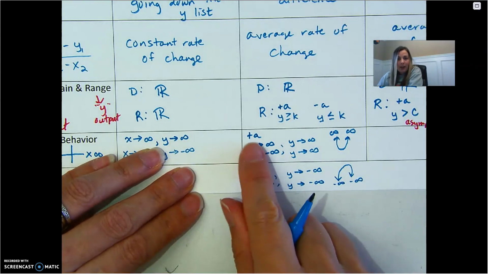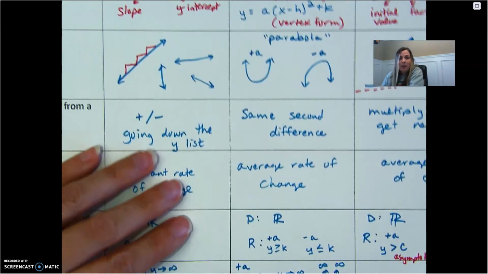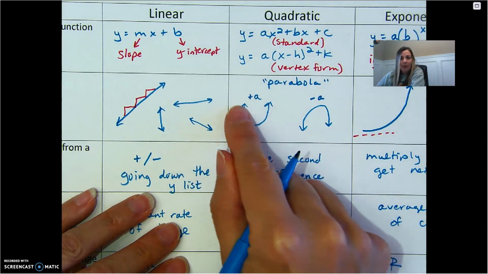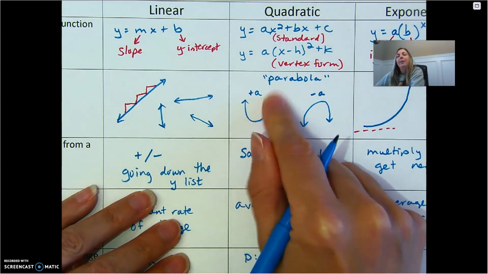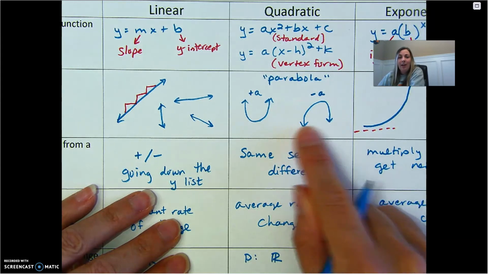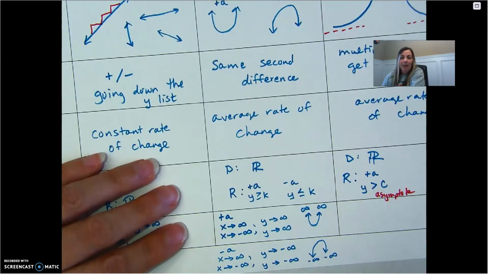Okay, so again, it's all about that leading coefficient in these equations. If a is positive, it's up, up. So we would say positive infinity, positive infinity. If a is negative, then it's going down, down. So that's going to negative infinity, negative infinity.